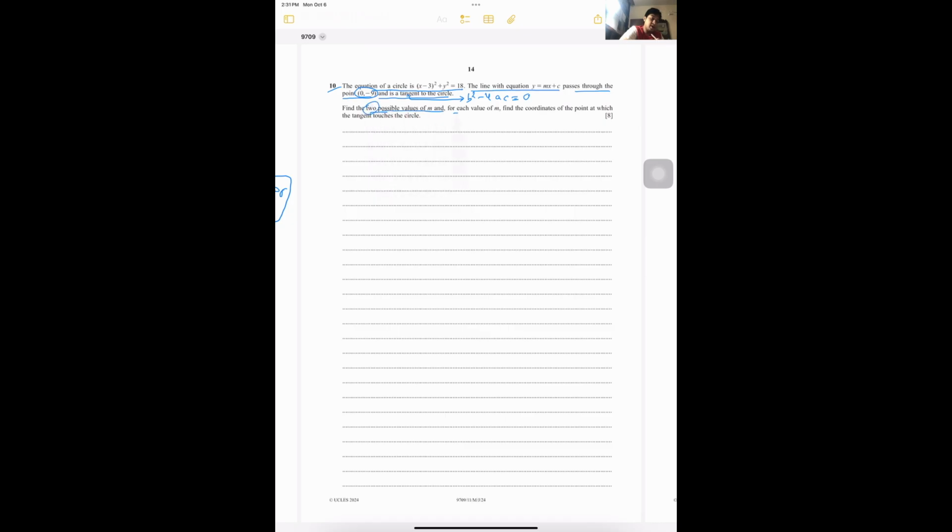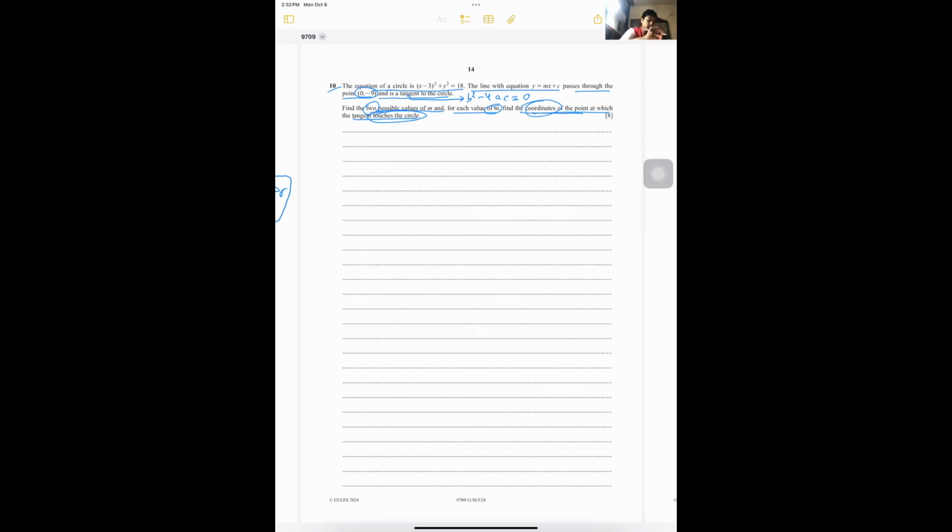For each value of m, find the coordinates of the point at which the tangent touches the circle. So we have to also find the coordinates alongside finding the values of m. We have to find the coordinates at which the tangent is touching the circle.